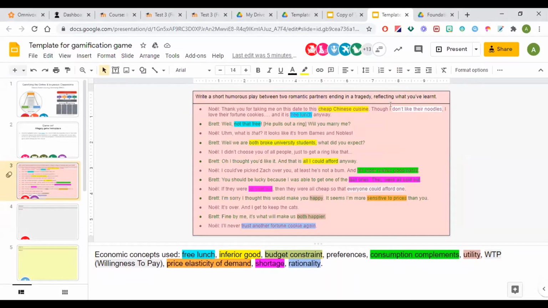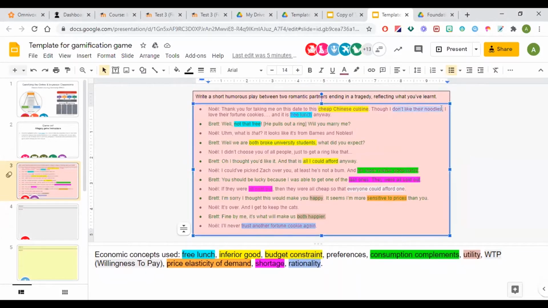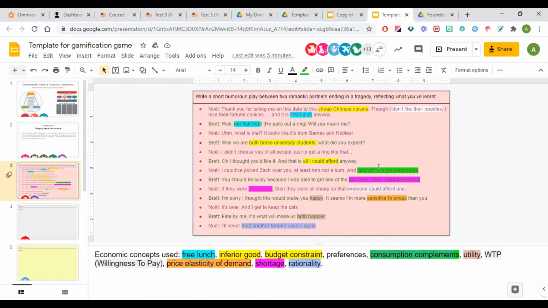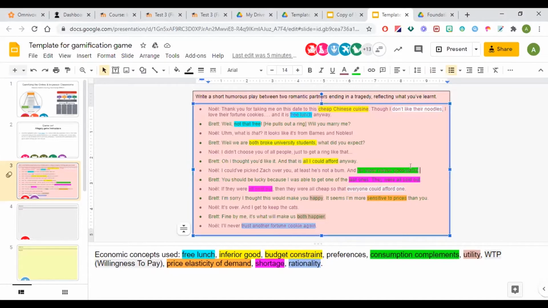And then preferences have to do with people's tastes. Consumption complements: if you date someone whose mom makes good pasta, that can be a good example of consumption complements. Happiness here would have to do with utility. Willingness to pay is how much people are willing to pay for a certain product, and so forth. So you have elasticity, which has to do with the sensitivity of buyers to the price.